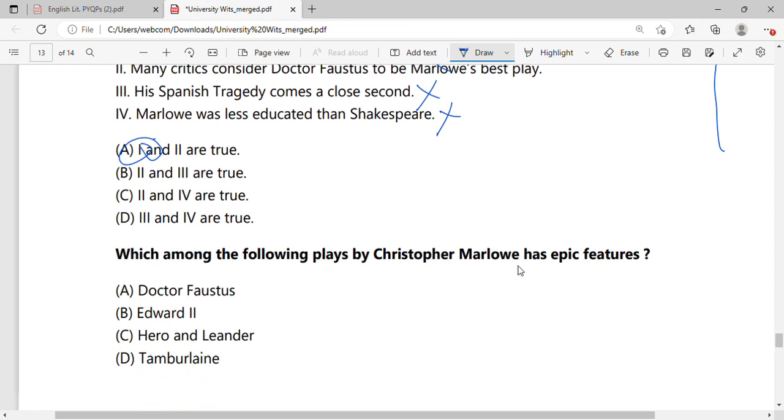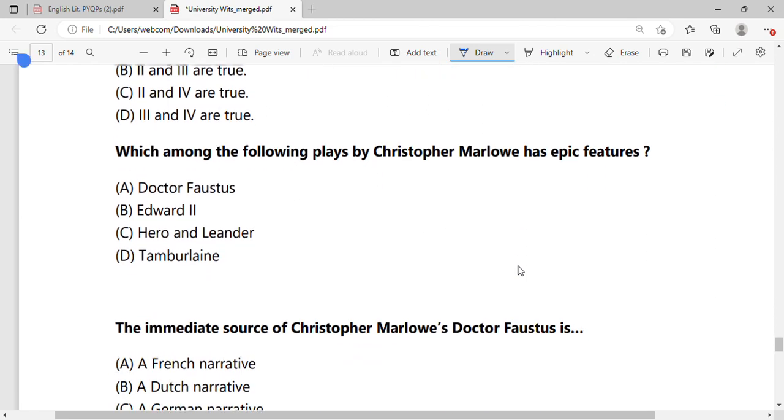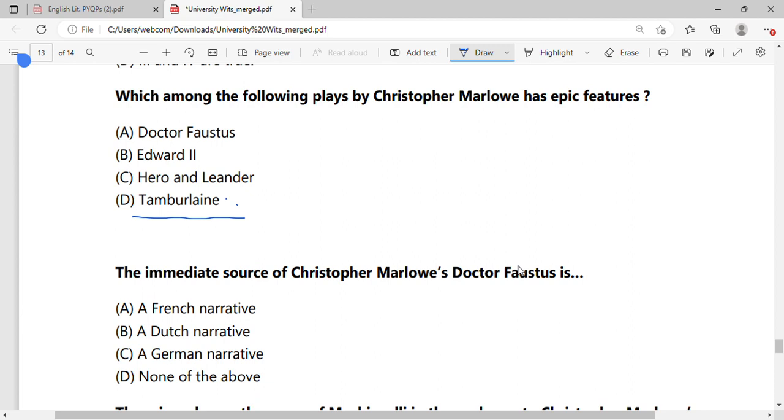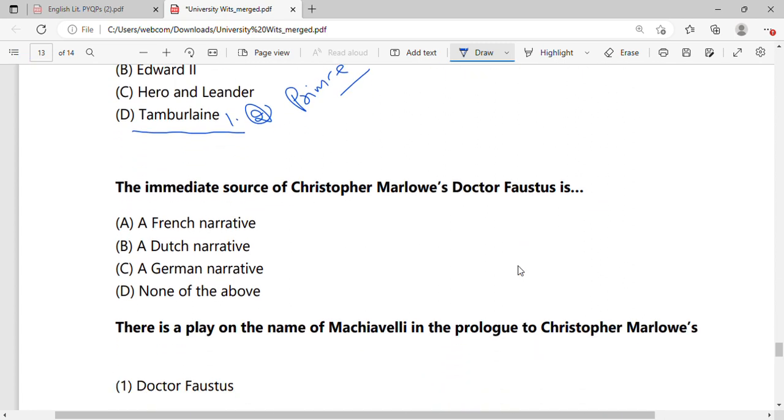Now, okay, one more question left. Which among the following plays by Christopher Marlowe has epic features? Which one has the epic feature? As we discussed earlier, the most epic work he has written is Tamburlaine, right? In the two parts, in the first part, he is a Scythian shepherd. In the other part, he is a king of Persia, sorry, not the prince.